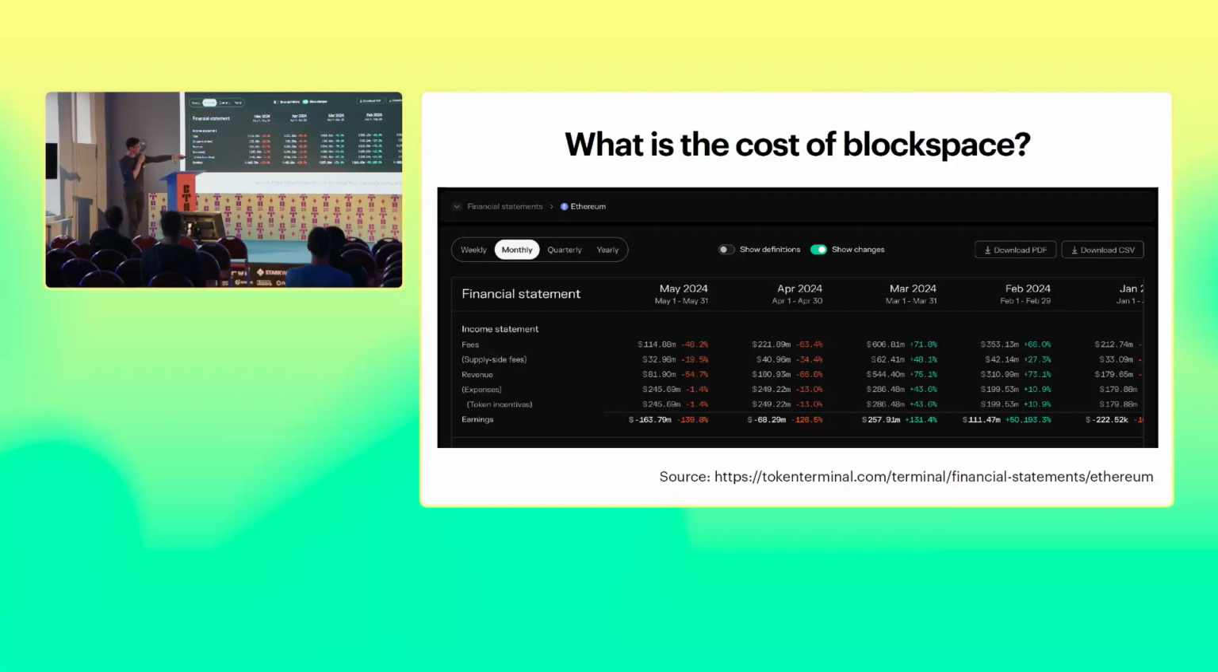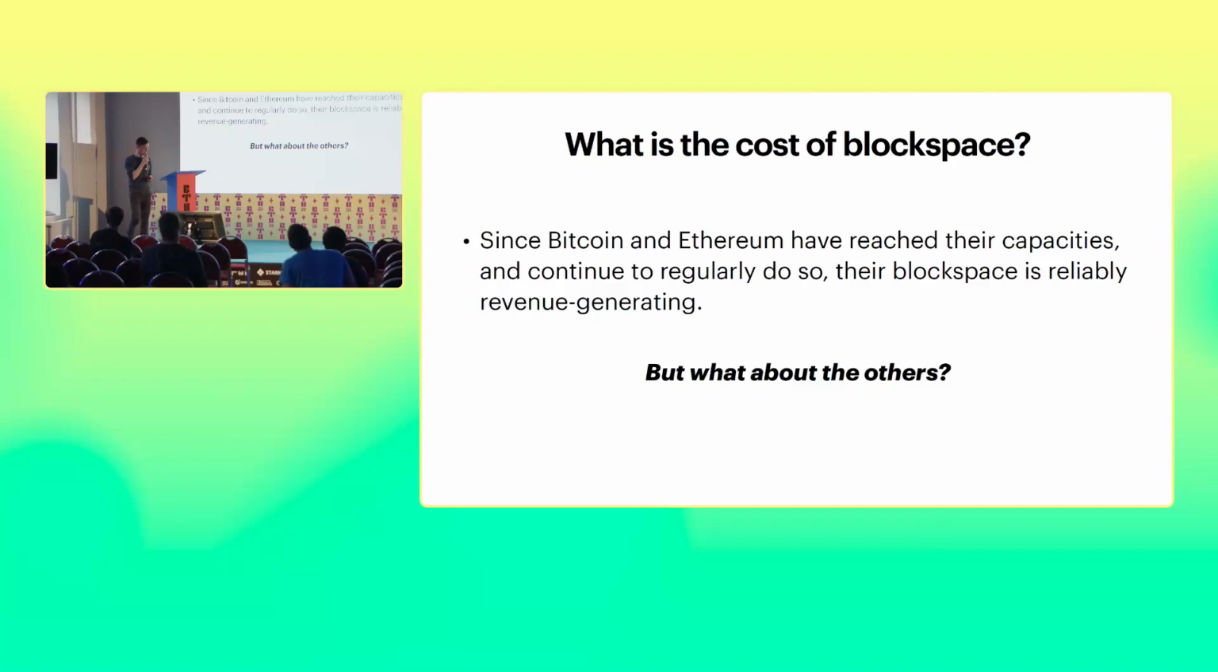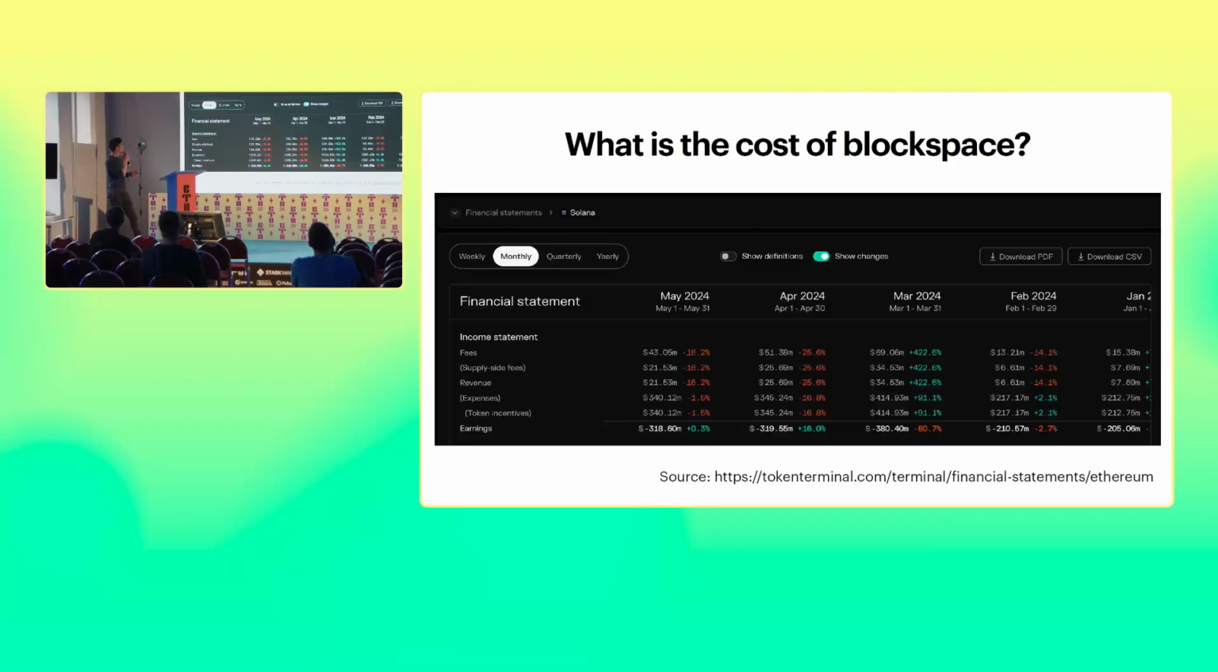You can see sometimes the fees outpace the token issuance, such as in February and March, although in April and May that has not been the case. But this is something that only really occurs in Bitcoin and Ethereum, and it's more in Ethereum than Bitcoin recently. So maybe we'll see some longer term effects of that happen. But what about the others?